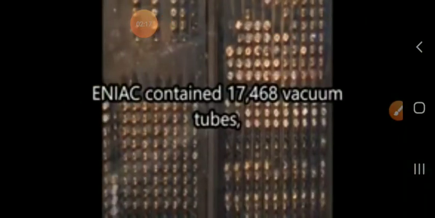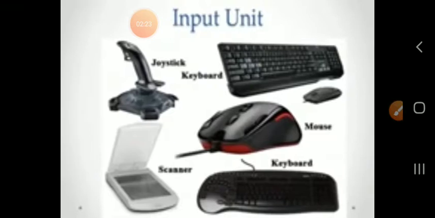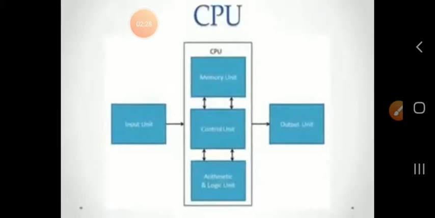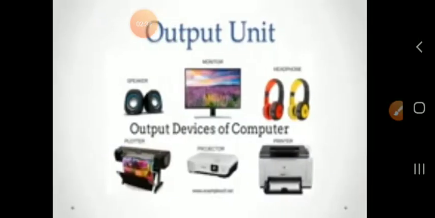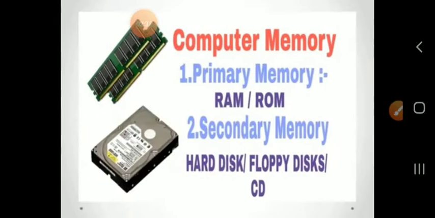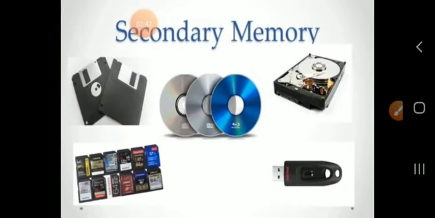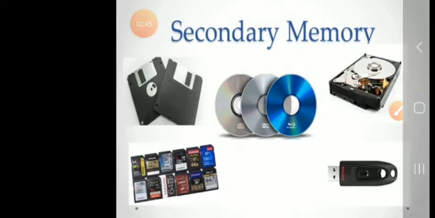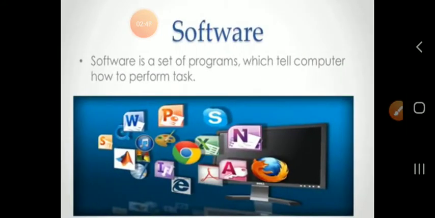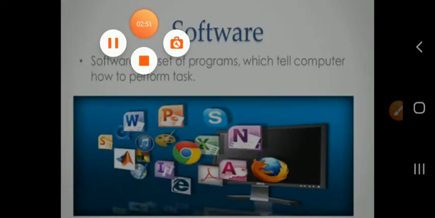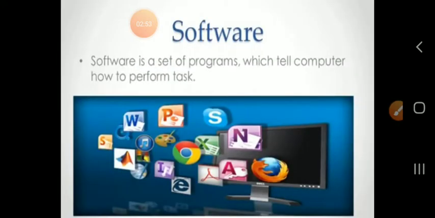ENIAC contained about 17,468 vacuum tubes. These are some input units. This is CPU structure, divided into three parts: memory unit, central unit, and arithmetic and logic unit. These are some output units. Here computer memory is there as primary memory and secondary memory. Here you can see some secondary memory. These are the hardware, these are some software. So these are the slides through which you can understand in a better way. Let us start with the explanation part, children.